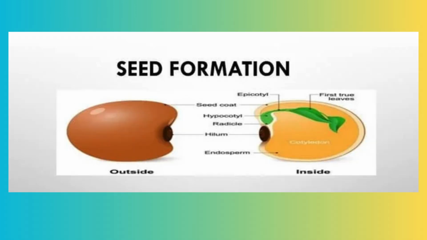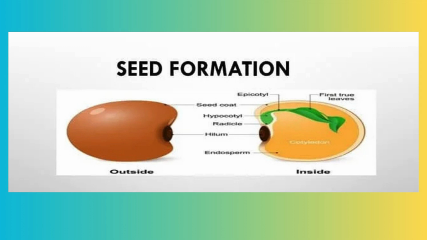A seed's main parts are the embryo, which develops into a new plant, the endosperm, which provides nourishment, and the seed coat, which is a protective outer layer. Some seeds also have a perisperm, which stores additional nutrients. The embryo itself consists of the cotyledon, or seed leaves, plumule, shoot, and radicle, root.